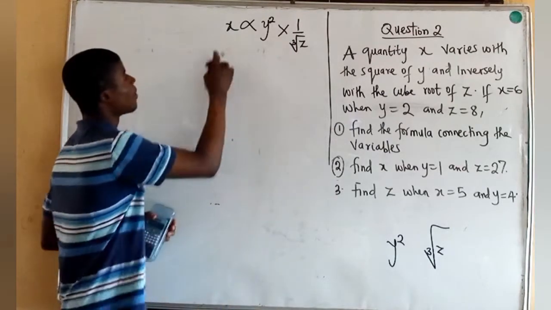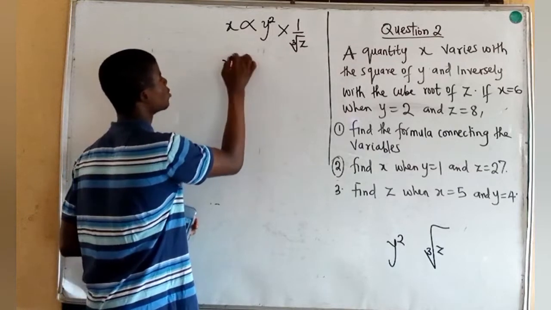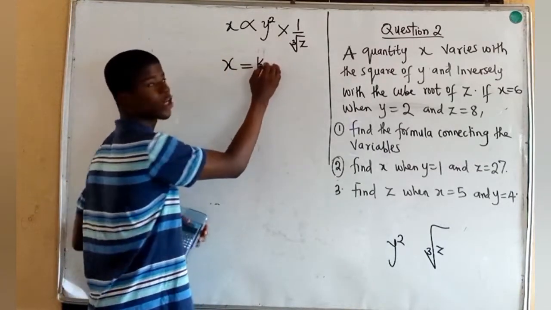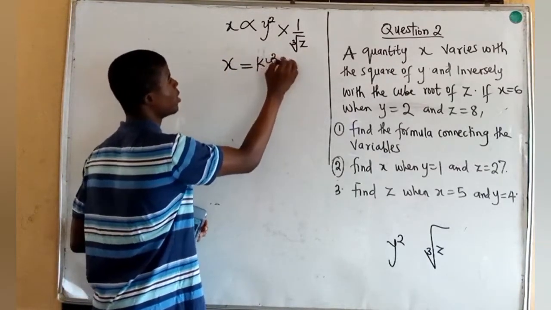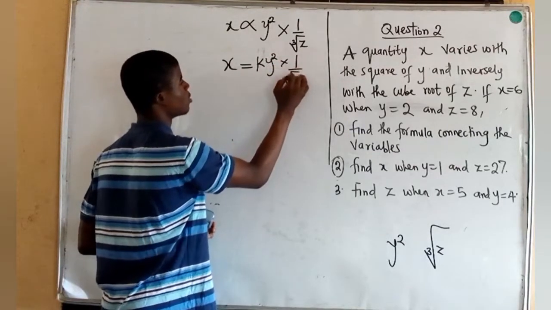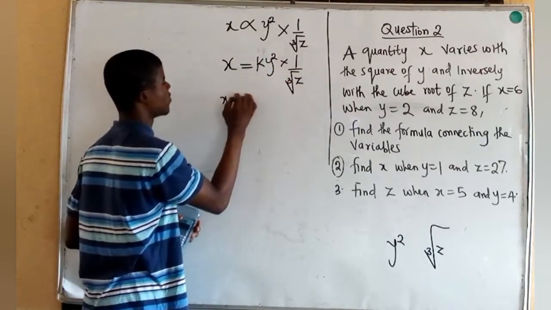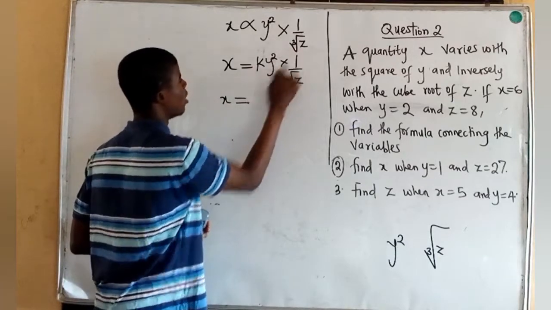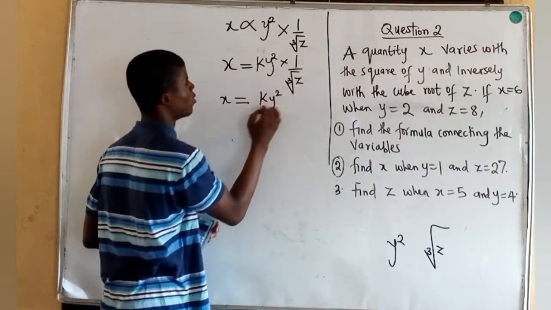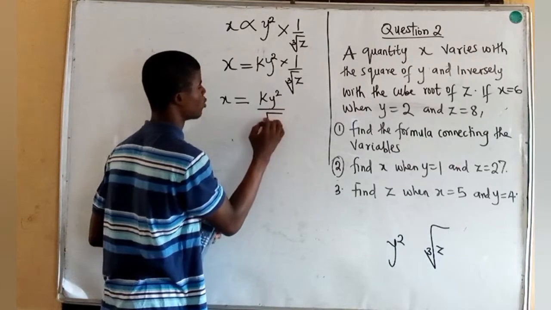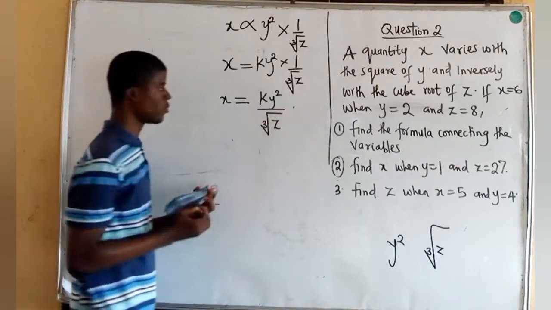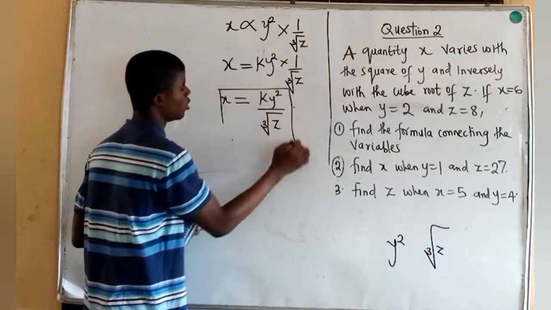It says x will now be equal to what? K, which is a constant, times y squared times 1 over the cube root of what? Z. So x is finally equal to k y squared over what? The cube root of what? Z. We have gotten this first equation.